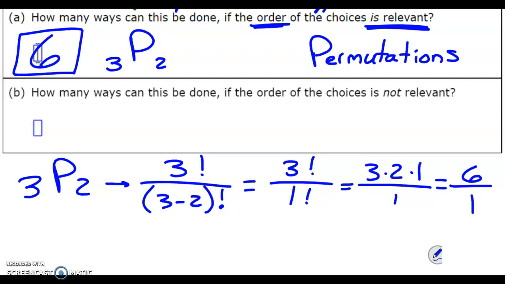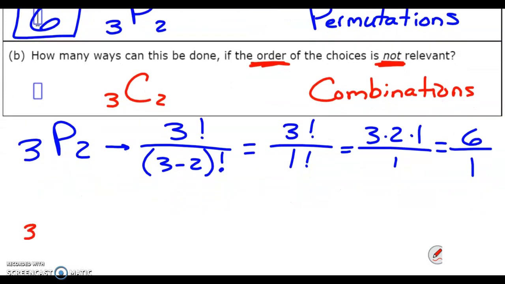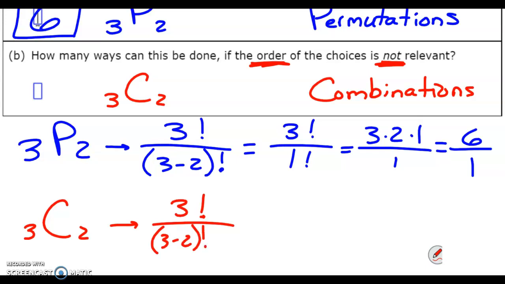Okay. Now I'm going to do these 2 pretty quick here, and then I just want to talk real briefly about what this looks like visually. So then, if the order is not relevant, that's combinations. So what's going to happen there is 3C2, where you'll hear 3 choose 2. You're going to be looking at 3 factorial over 3 minus 2 factorial times 2 factorial.